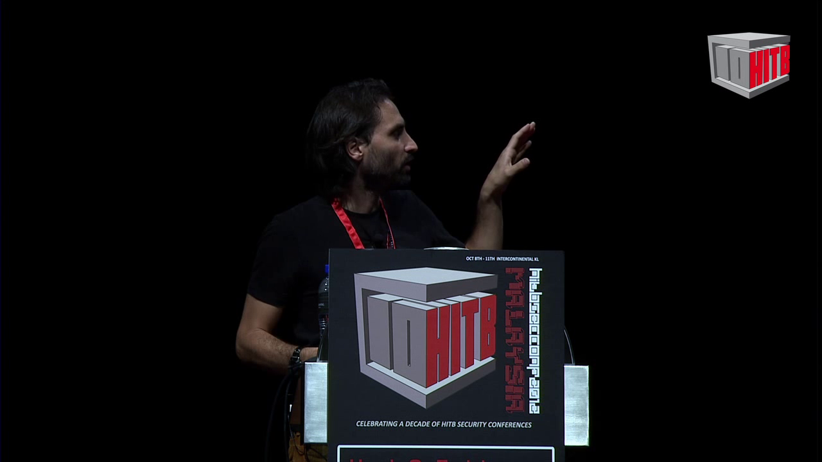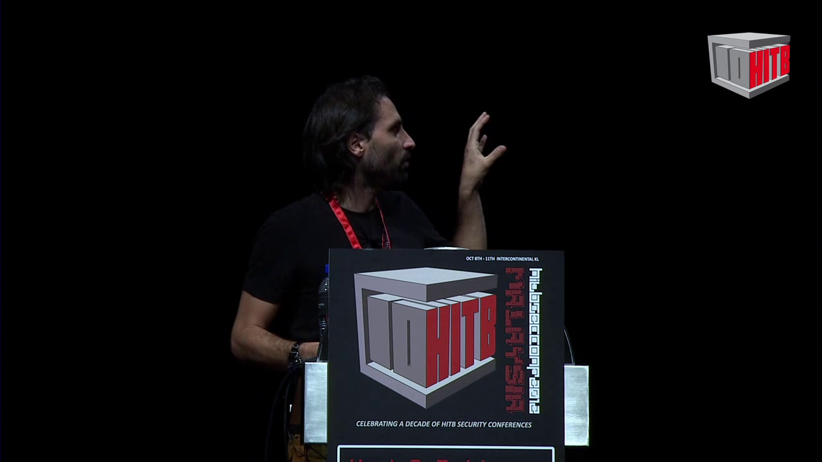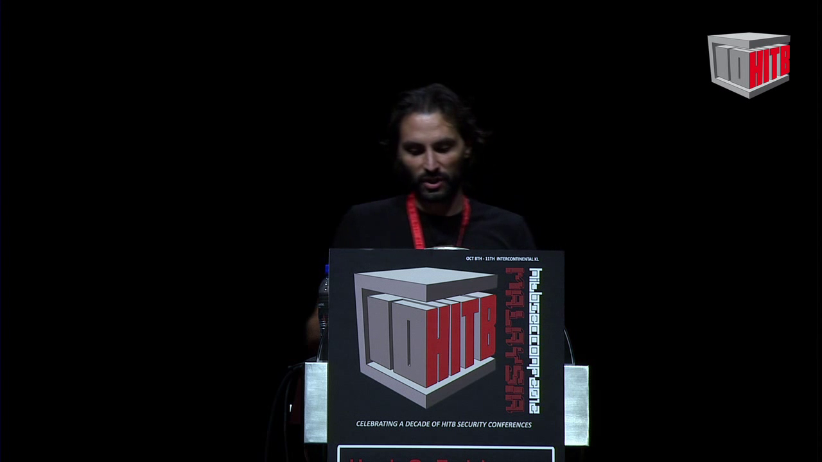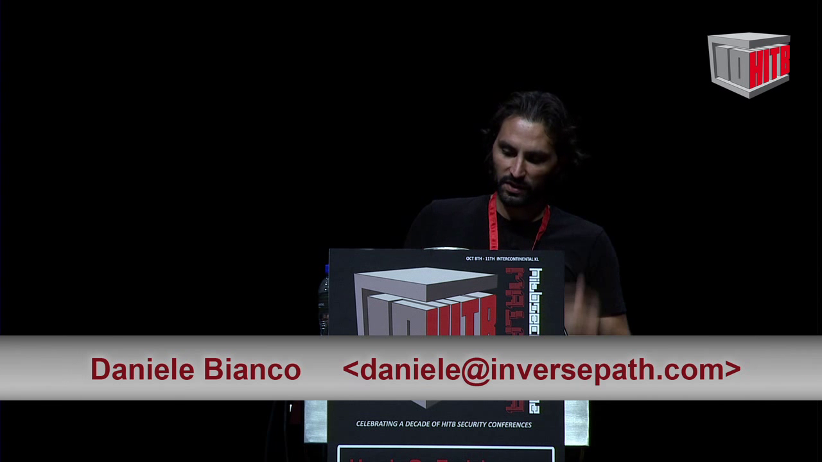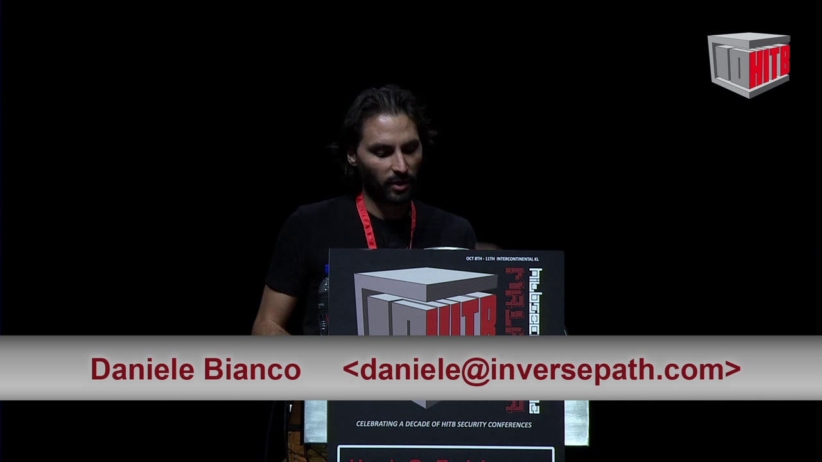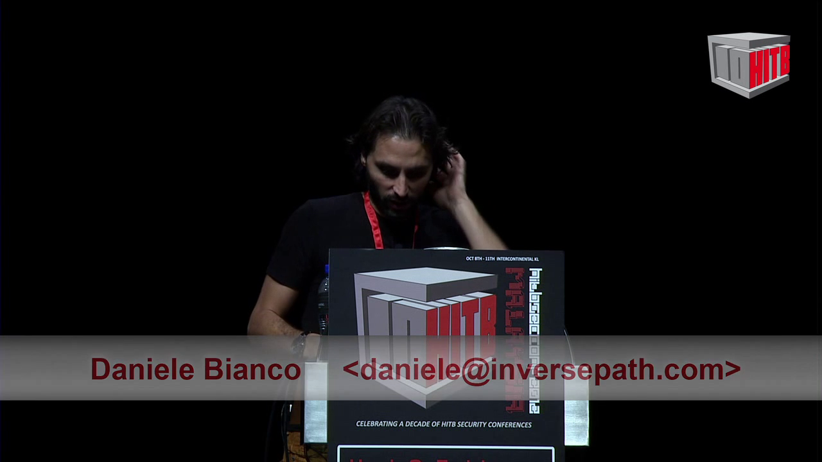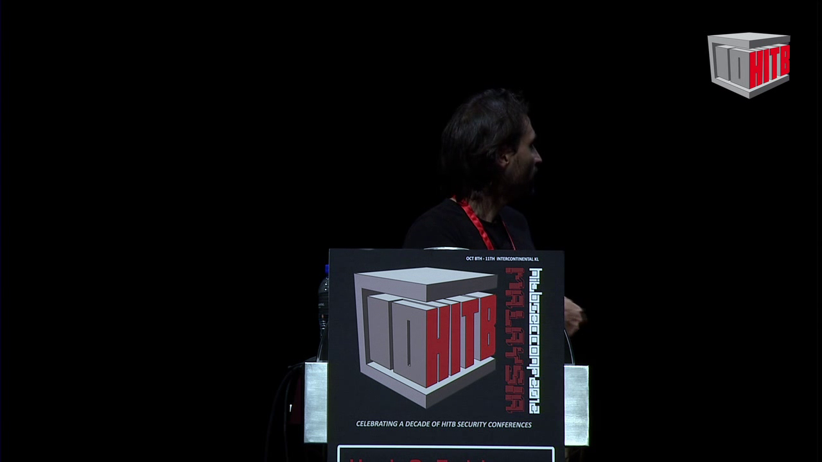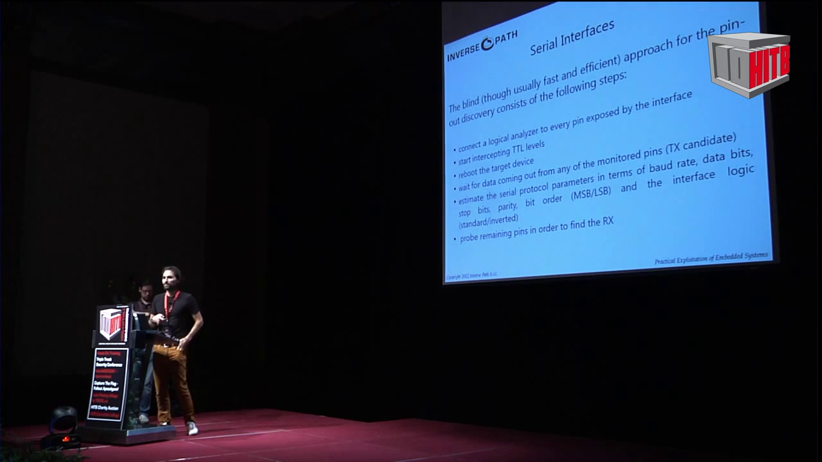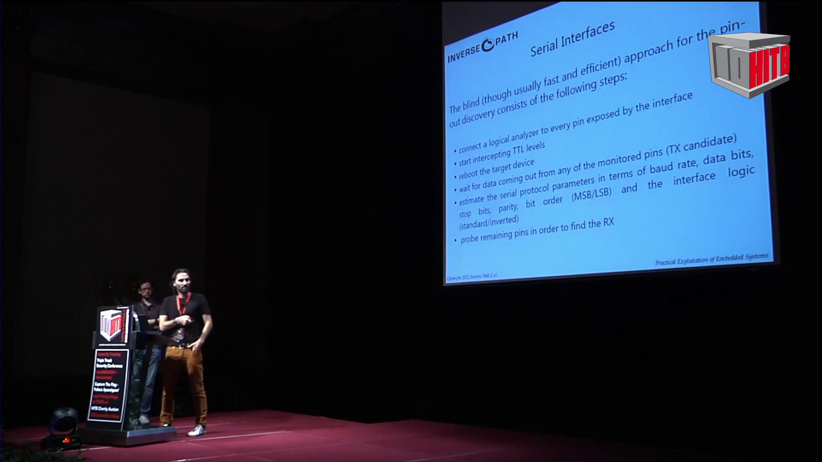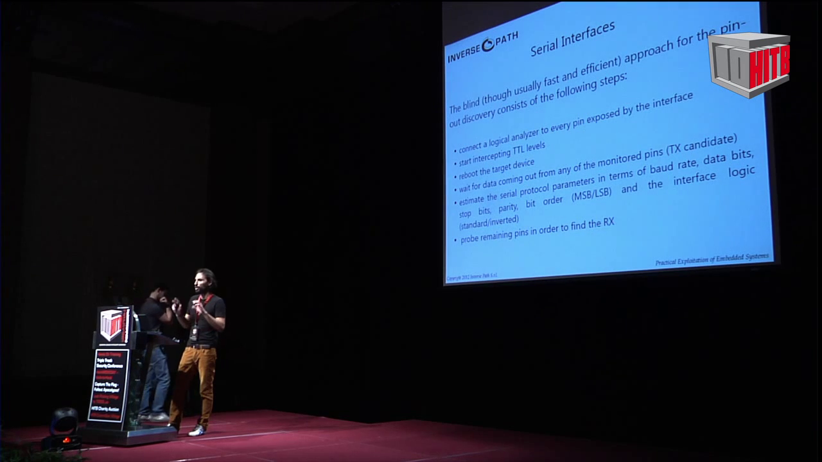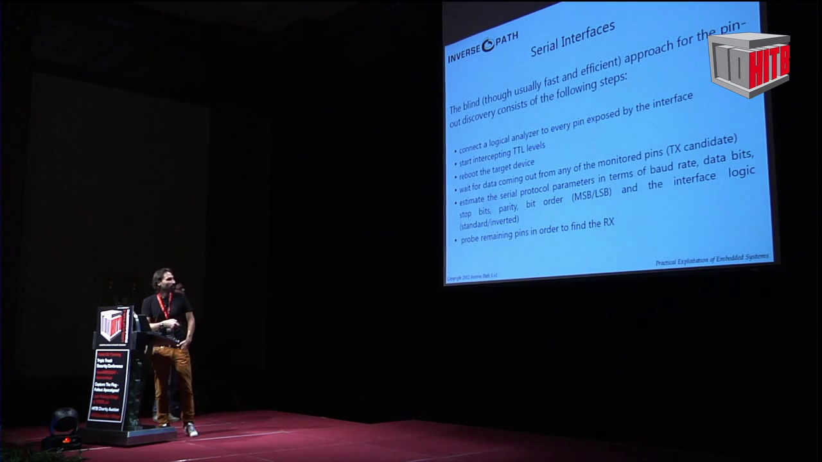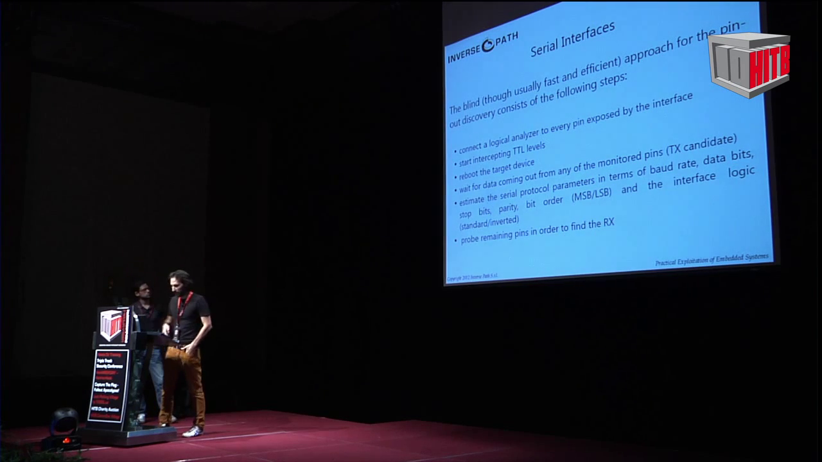At this point, it's very important to be able to estimate all the serial parameters. This is usually very easy, so we just have to estimate the baud rate, looking at the timing of the signal. We just have to estimate the data bits, the stop bit, the parity, and of course, the bit order. The other thing that can be a bit annoying is to understand the logic, because sometimes we have a serial interface that works with inverted logic. That means that we need to add a NOT circuit before or after the serial interface.